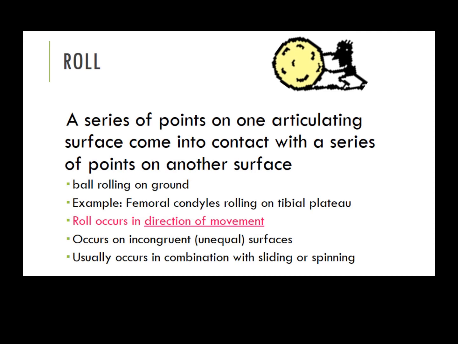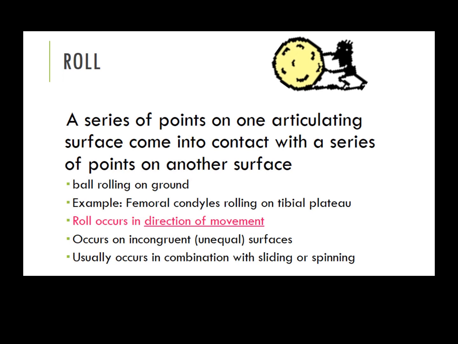Now rolling occurs in incongruent surfaces. Rolling occurs in surfaces which are unequal. Just imagine the femoral condyle. The femoral condyle is a ball-like structure and the tibial plateau is a kind of flat structure. So those are unequal surfaces. Both have different shapes. So rolling occurs when the two surfaces are different, like a ball and the ground. The ball is round and your ground is flat. So only then can an object or a joint roll, if the surfaces are incongruent.